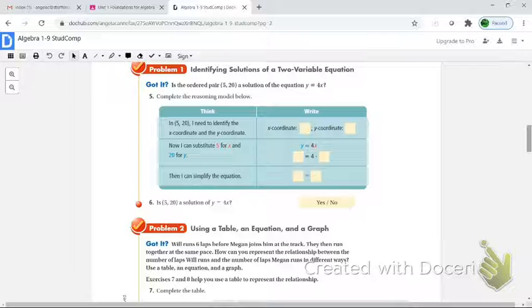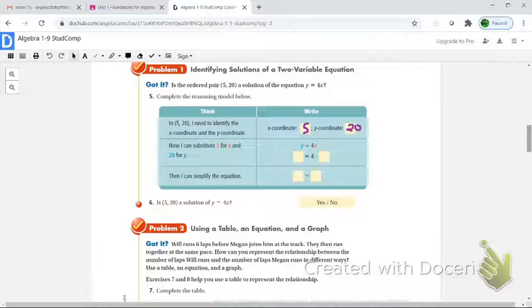Now, I'm not going to make you make a table, but they're just trying to get you to think your way through it. It says in 5, 20, I need to identify the x coordinate and the y coordinate. Now keep in mind that they go in alphabetical order. So x is first, so x is the 5, and y is the 20.